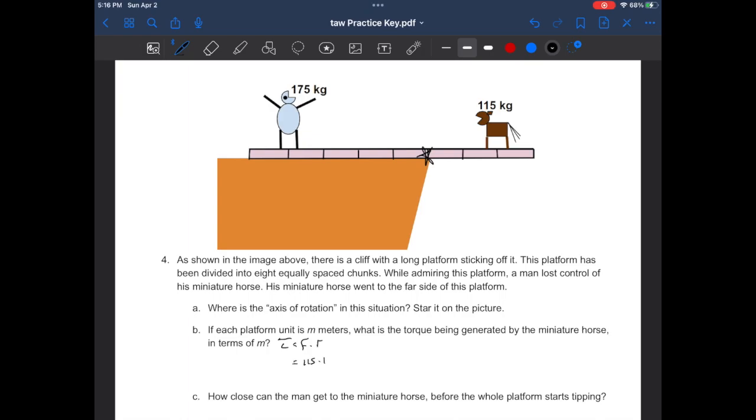What is the torque generated by the miniature horse? So the miniature horse has a mass of 115 kilograms multiplied by 10. That's his force of gravity. And then it is 2 m meters over. So times 2, we know it's going to be in m meters. Then when we multiply that, 1,150 times 2 gives us 2,300 m, because the m is still there. It's an unresolved portion of how large each platform is.